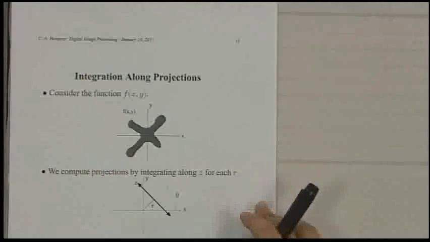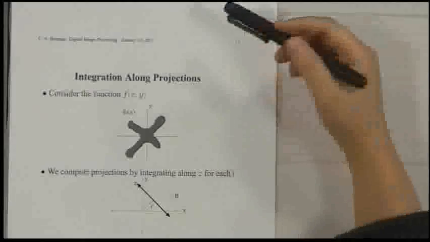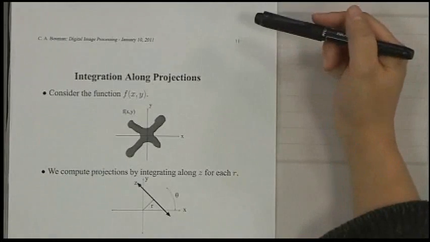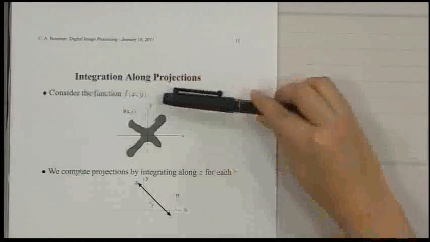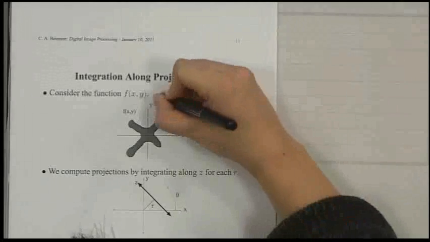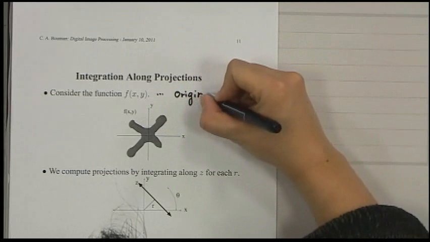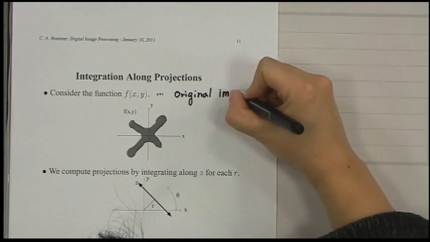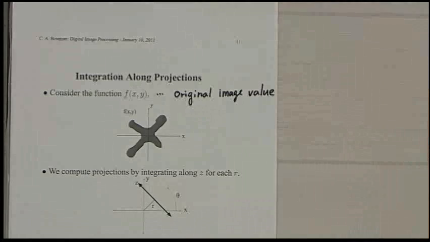Then what we really want to do is find the equation to express the projection. So we consider integration along projections. First, we consider the function f(x,y). This is the original image, the original image value.